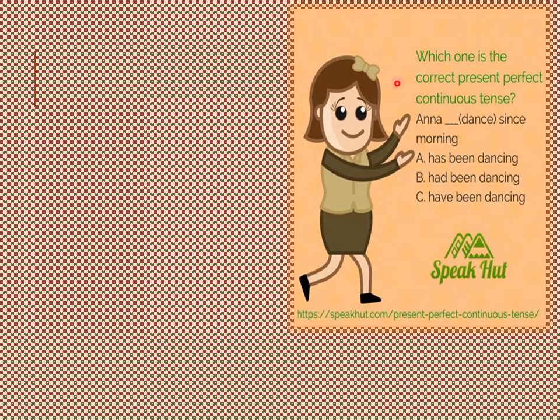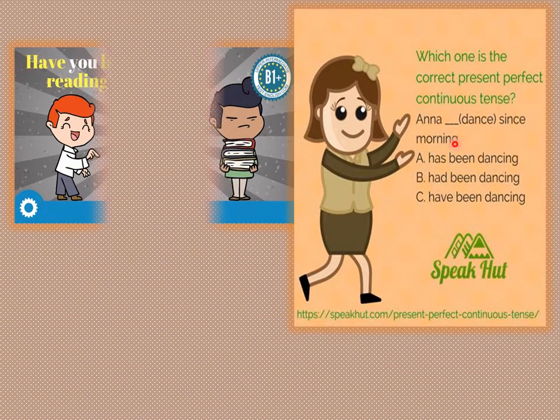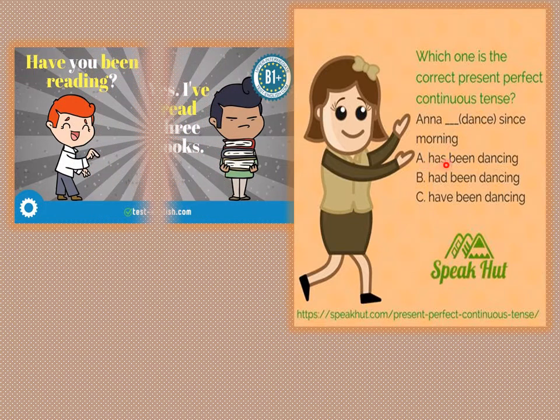Look at this chart, my dear students. This question is for you. Which one is the correct present perfect continuous tense? Anna danced since morning. The choices are A. Has been dancing. B. Had been dancing. C. Have been dancing. Which choice is correct? Anna is the subject, and the verb dance is between two brackets. I want you to correct it, and then the complement of the sentence.